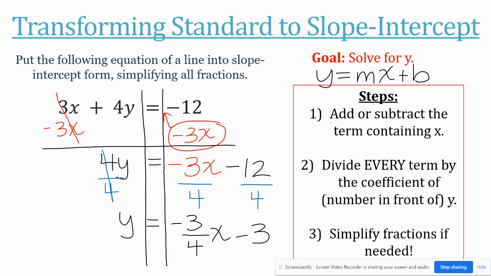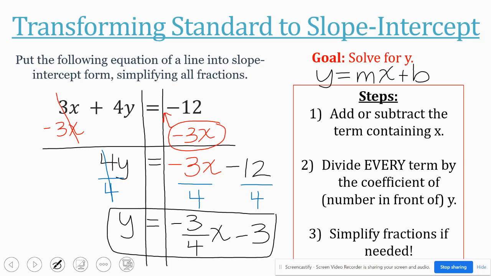So step number 3 was to simplify fractions if needed. But now we can see the slope. The slope is negative 3 over 4. The y-intercept is negative 3, and we can graph it just like this. Okay, let's look at another example.